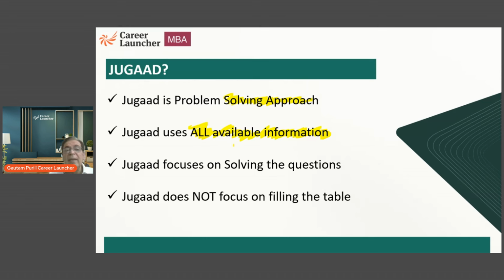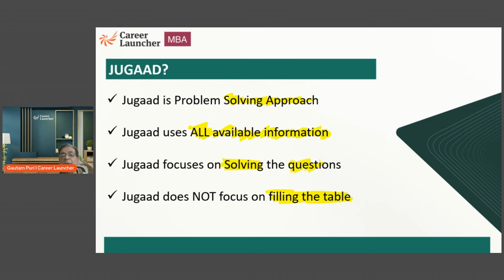Okay. Secondly, the focus of Jugaad is on solving questions. Our focus is solve the question. We are not too bothered about filling the table. Unfortunately, many students think that their job is to fill up the table. Sawal dekhte nahi hai, table bharte rehte hain, and they do all kind of wrong things. So remember, yes, I have to fill the table to the extent required by the question. Nothing beyond that. Okay. So please remember, my job is to answer the question and not fill up the table.